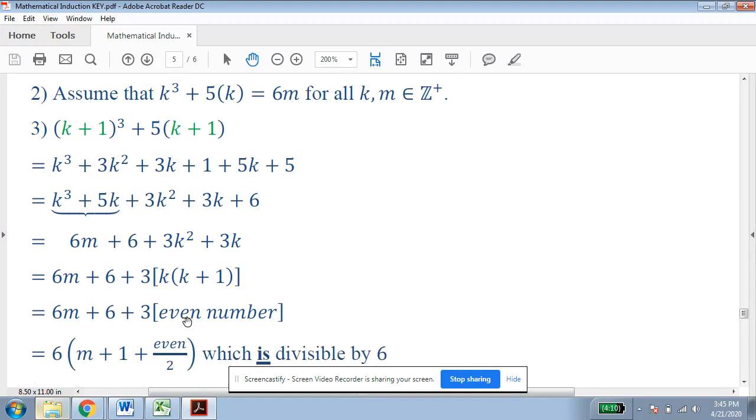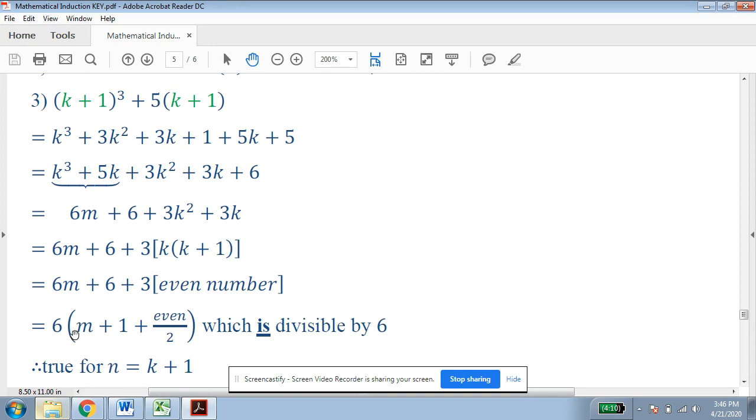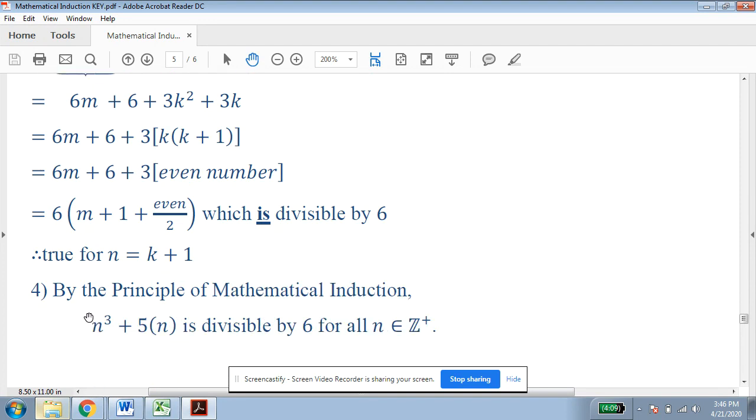So I can take everything that I have here and I can factor 6 out, right? That 6 drops off, the m is left, this 6 factors out and I have a 1 left, and 3 times an even number is an even number divided by 2, which is still going to be a whole number. So that is divisible by 6, right? So this was originally true for all the places where n equaled k, and now I've showed that it's also true for all the times when n equals k plus 1. Therefore, by the principle of mathematical induction, n cubed plus 5n is divisible by 6 for all positive integers of n.